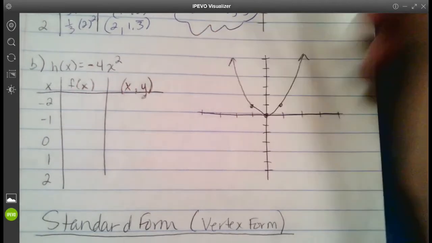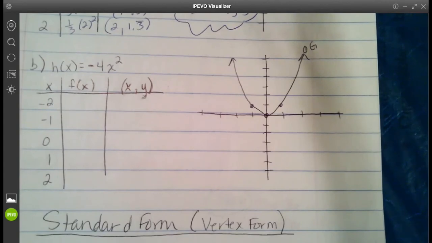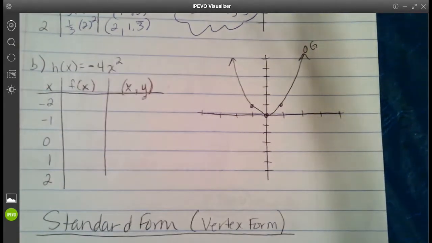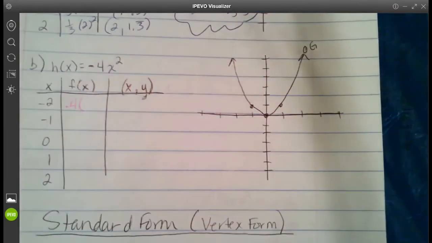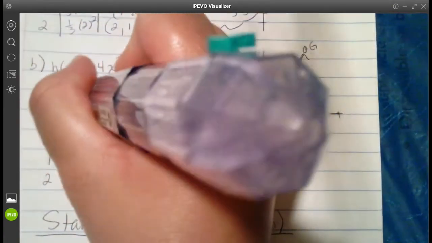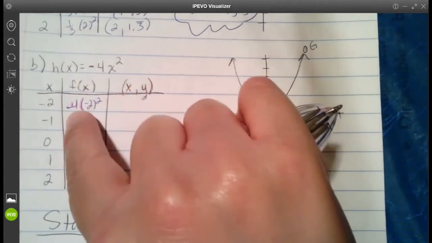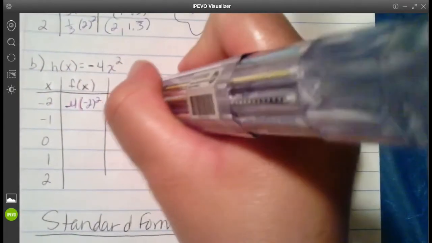I think this one's a little bit nicer than the other one. I'm just going to put OG here. And I'm going to go ahead and find my other points over here for this new function h of x. So we have negative 4 times negative 2 squared, okay? Negative 2 squared is 4. 4 times negative 4 is going to give me negative 16.